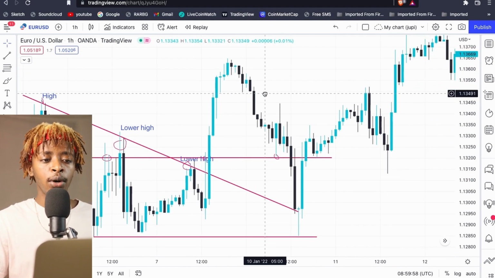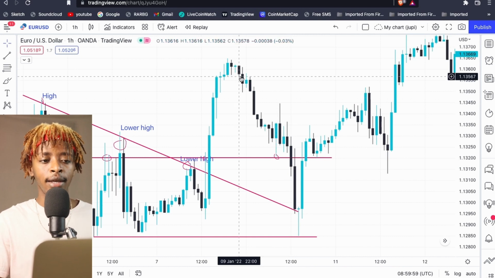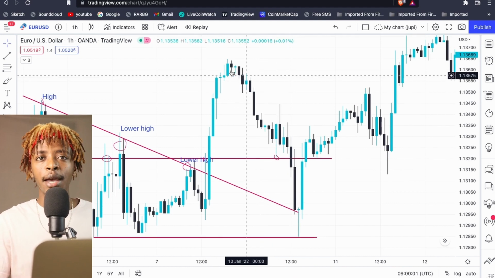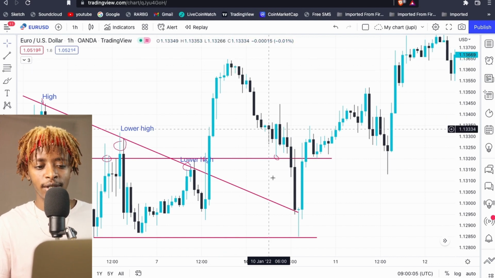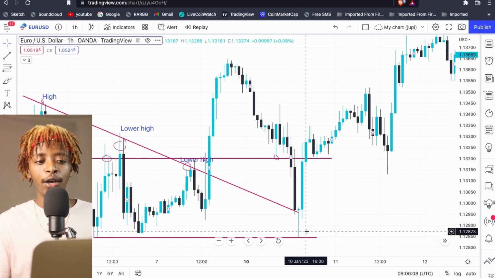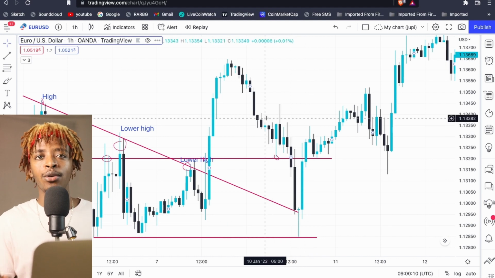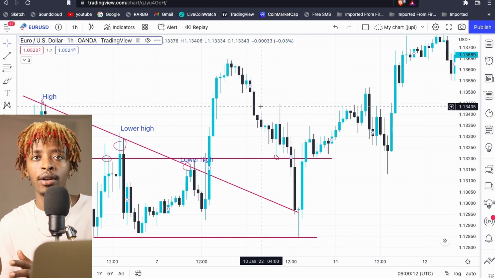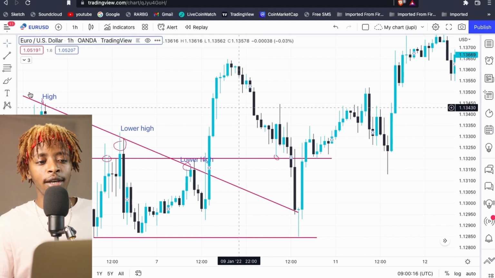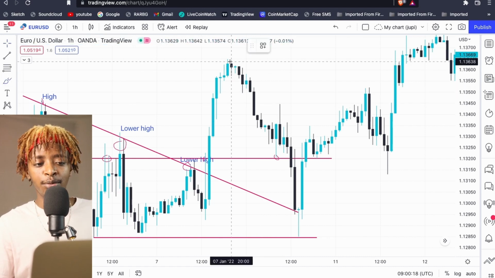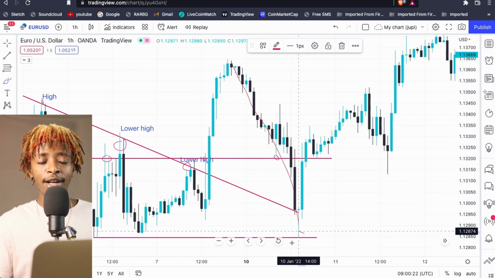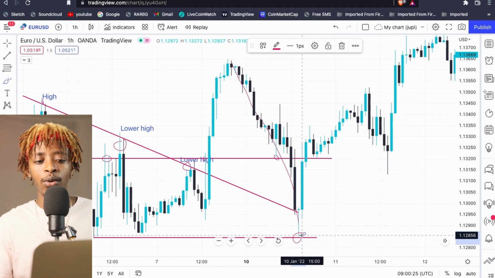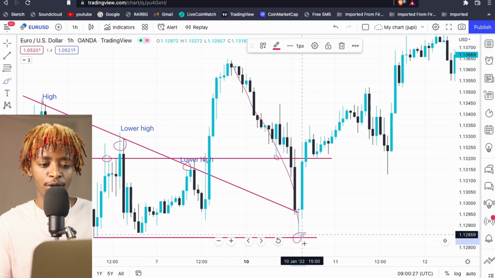While you are waiting, the bears stepped in and pushed the price way back down to this support area. You're not going to take any trade here because you're waiting for the buy entry, right? While you are waiting for a buy entry, unfortunately the bears came in and pushed the market way back down to this level. So the level that you drew from the structural low has supported the market. Let me show you.